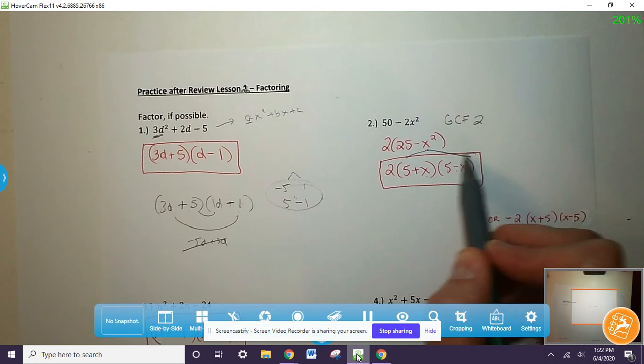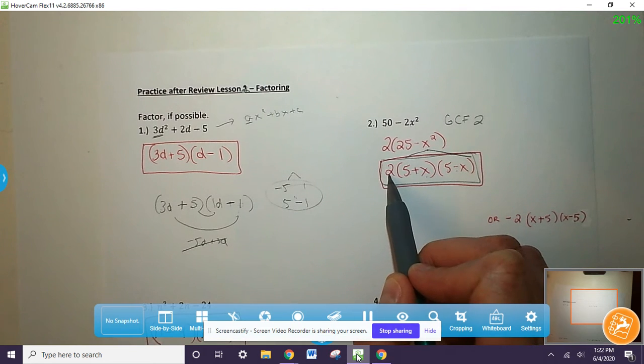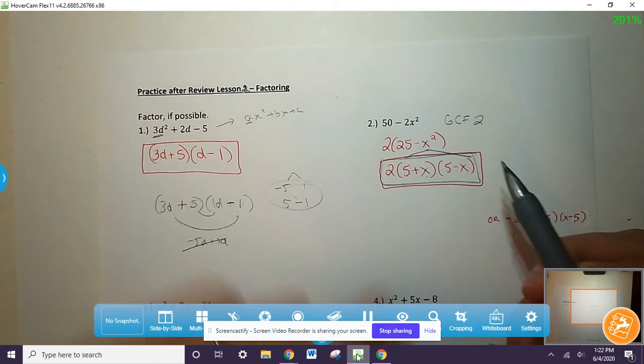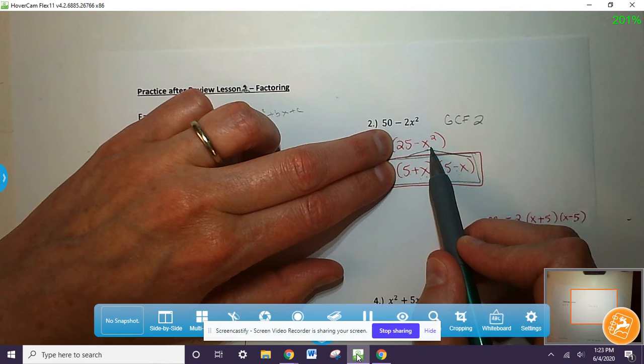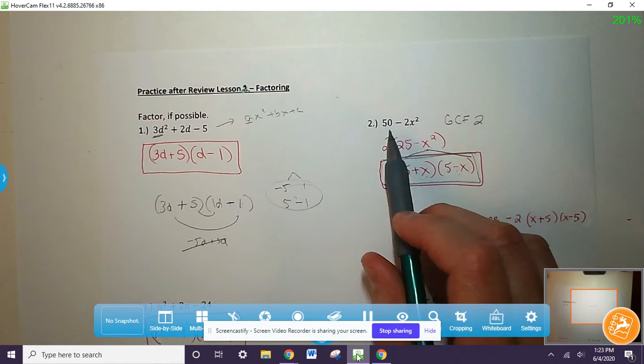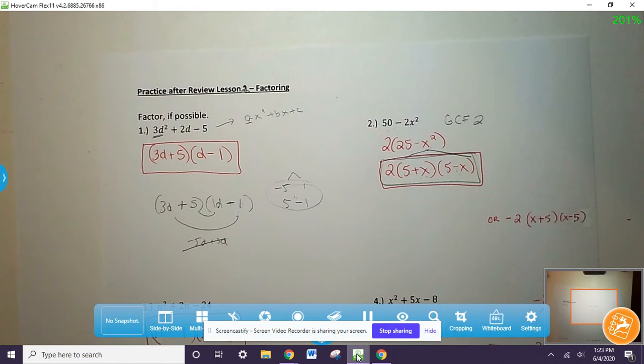Make sure your GCF is in your final answer. If you're missing the 2, your factorization is incorrect. Because if you're missing the 2, you would only get 25 minus x squared when you multiply that out. But what you want is 50 minus 2x squared. So you need the GCF in your factorization.